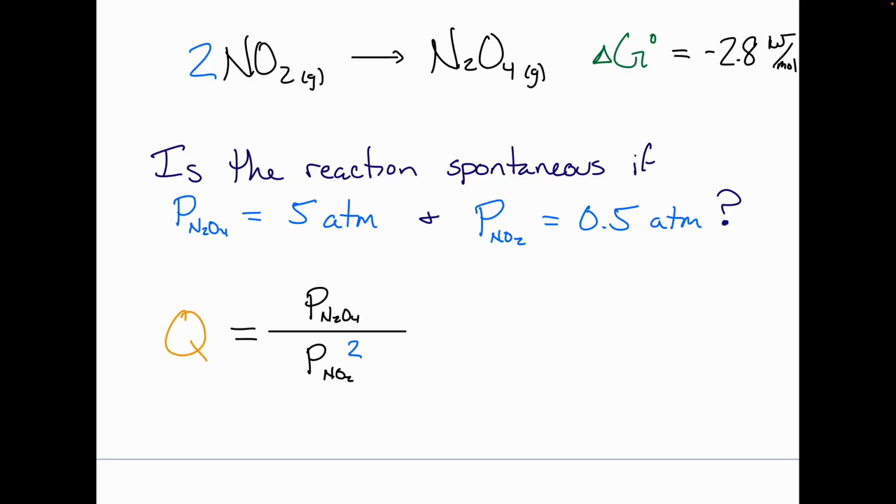Cool. All right, well then let's calculate what Q is. This is going to equal 5 divided by that 0.5, and I'm going to get a little bit lazy and, just for the sake of not confusing, not include my units here. But I got to square that 0.5. So my value for Q here is 20.